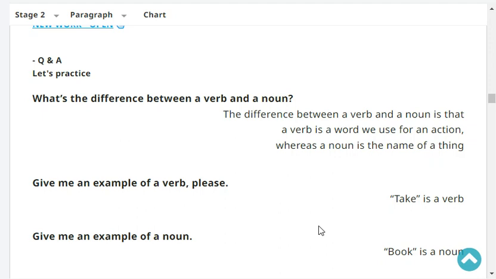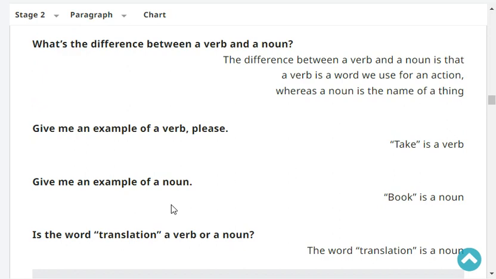Give me an example of a verb, please. Take is a verb. Give me an example of a noun, please. Book is a noun.